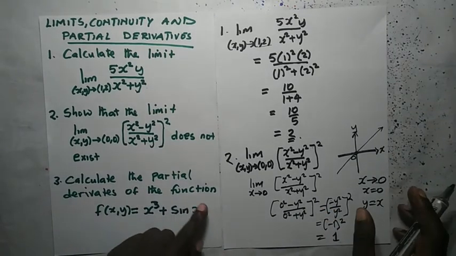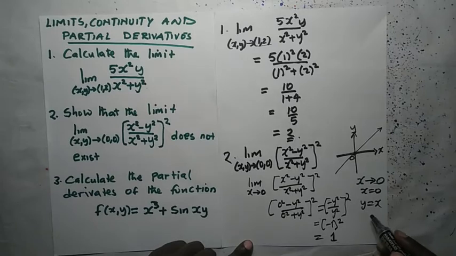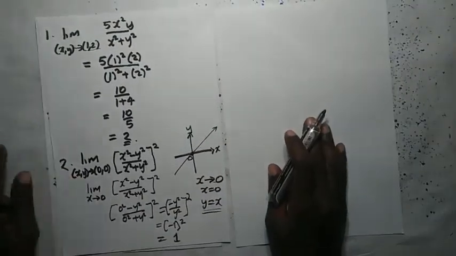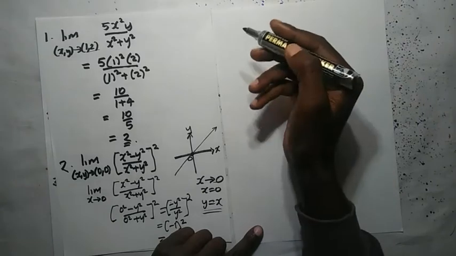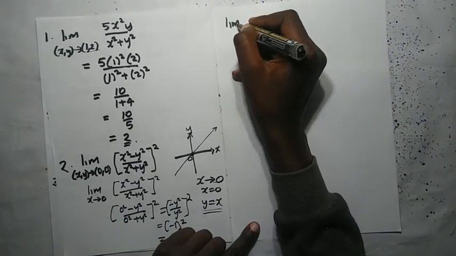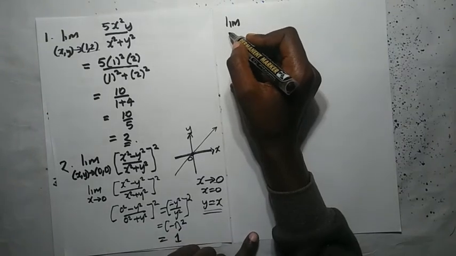So we are now going to solve for the limit as y approaches x. Let us look at it from that angle. The same function, let us look at it from this perspective now.